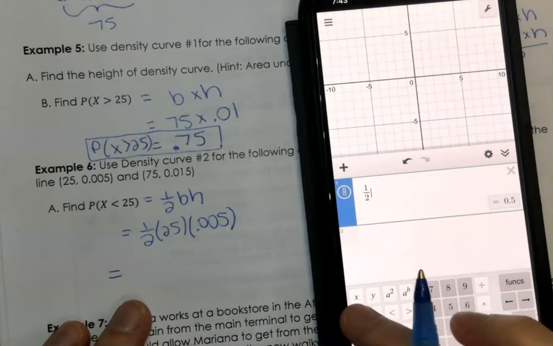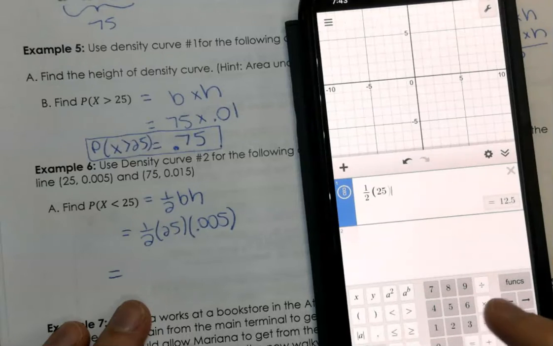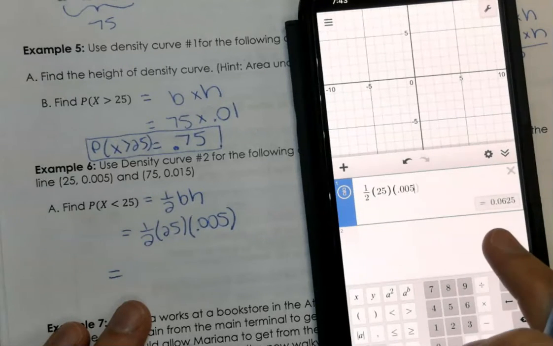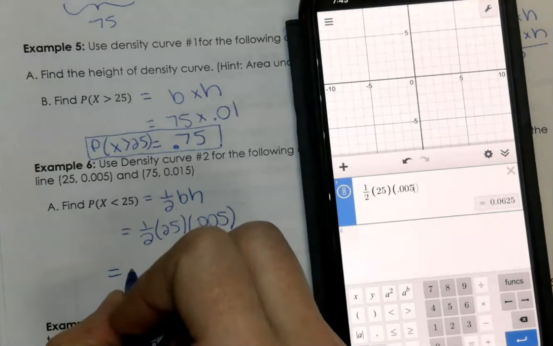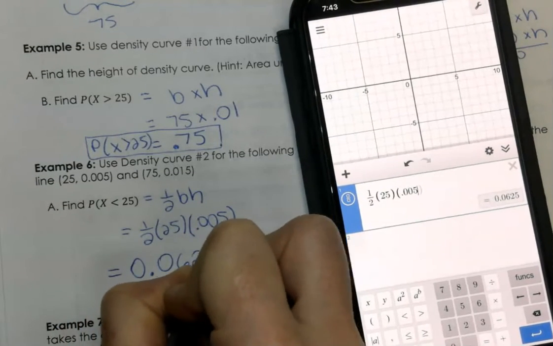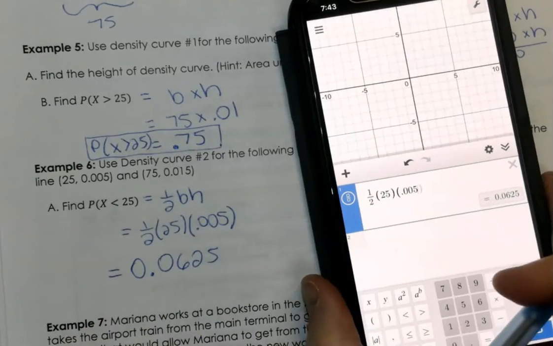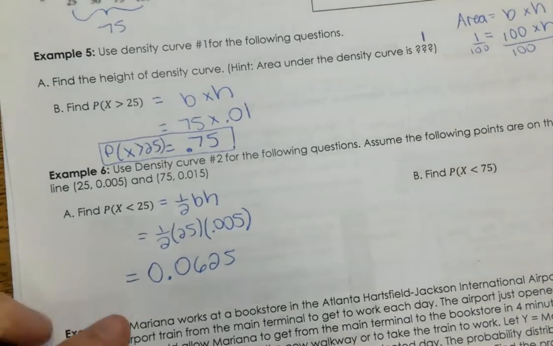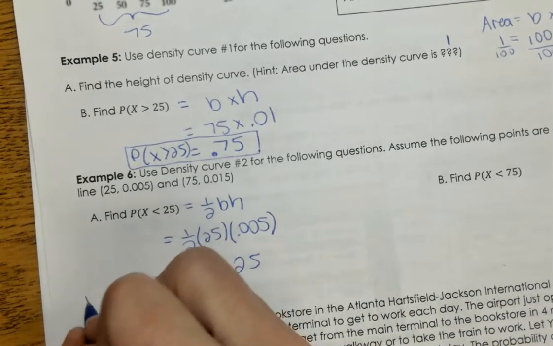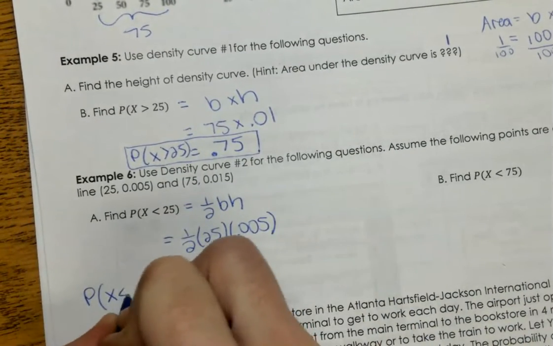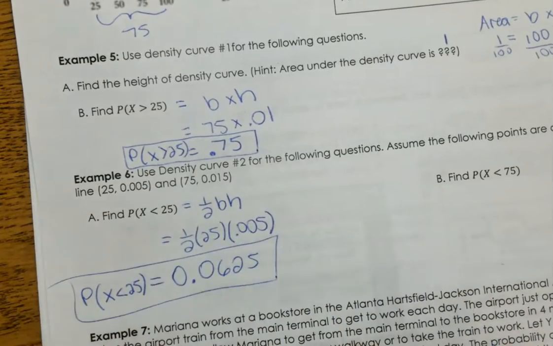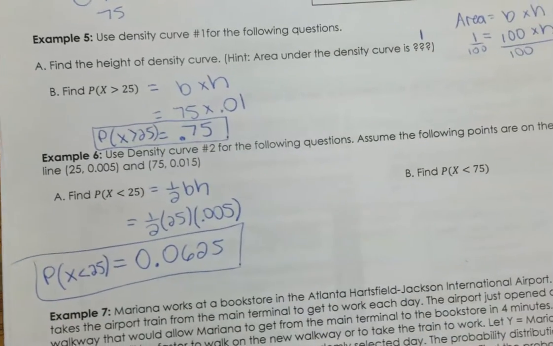All right, let's go ahead and calculate this out and see if our number makes sense. So 1/2 times 25 times 0.005. All right, that gives us a probability of 0.0625. That makes sense because it's between 0 and 1. It's a pretty small area of the density curve. So our probability of the random variable x being less than 25 is 0.0625.